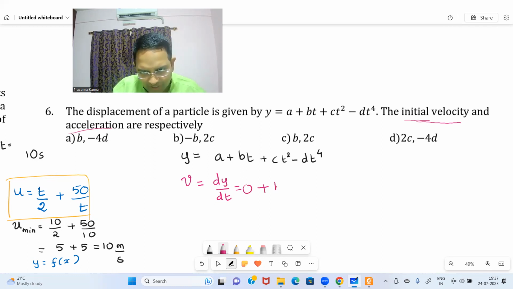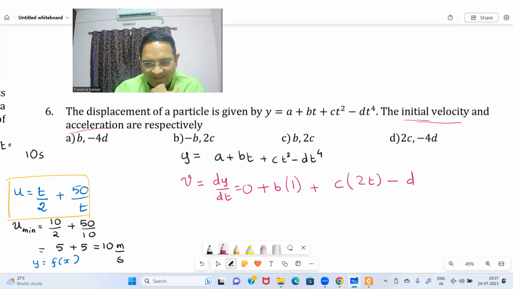b is a constant in multiplication, keep this as it is. What is the differentiation of t? What is the differentiation of x? 1. So the differentiation of t is also 1. Good. c is a constant. What is the differentiation of t square? 2t.